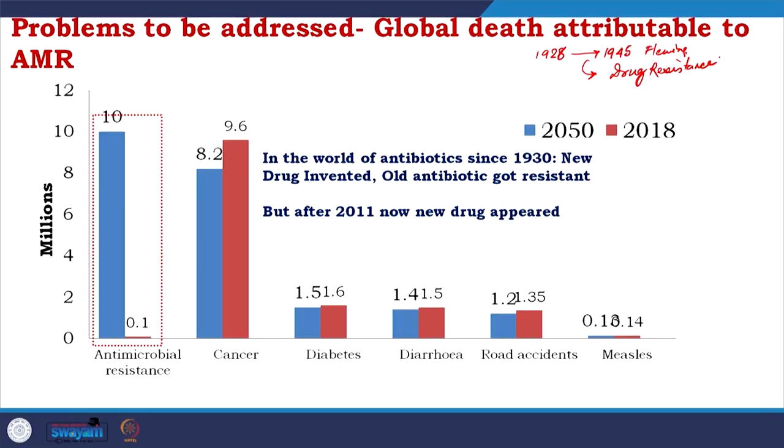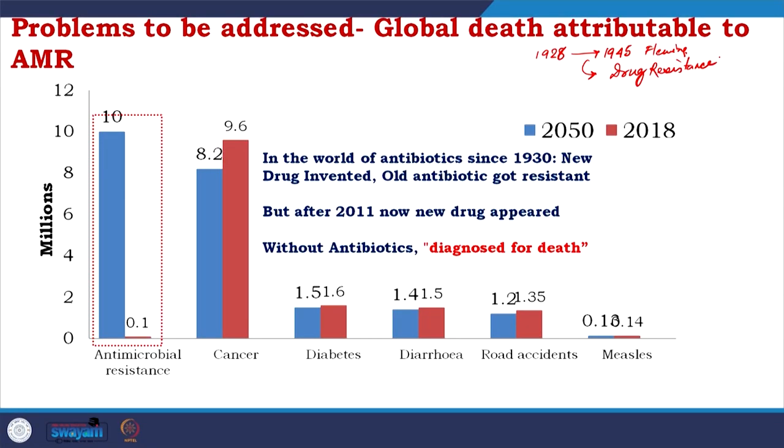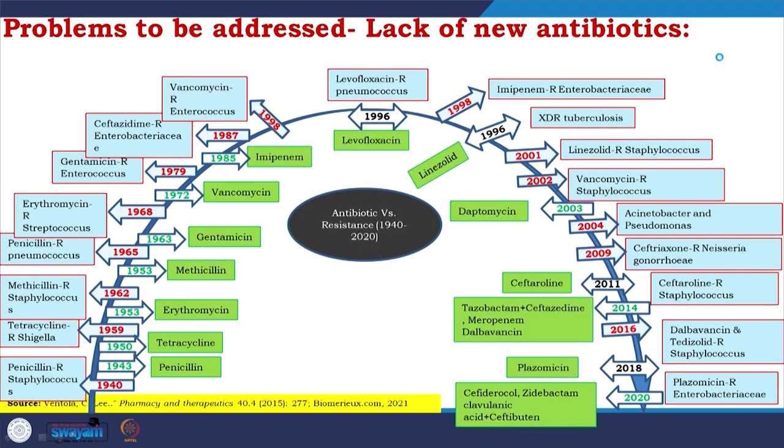So, as I told, from 1930 drugs came, drugs became resistant, but I will show you data. After 2011, no new drug appeared. And without antibiotics, what will happen? Think about it: without antibiotics, no pregnancy, no operation, even a small wound could be very, very critical towards death. So the condition without antibiotics is considered as diagnosed for death. This is what I was talking about. The green lines show the appearance of drugs, whereas the red ones show resistance. This is the antibiotic versus resistance journey from 1940 to 2020.